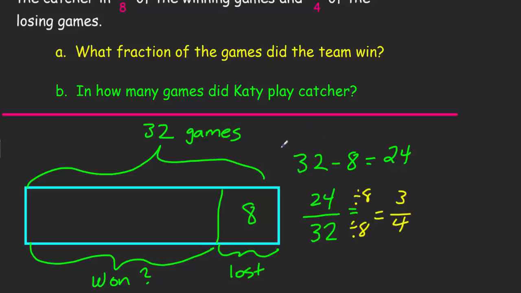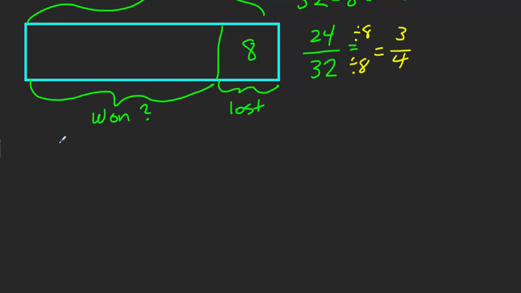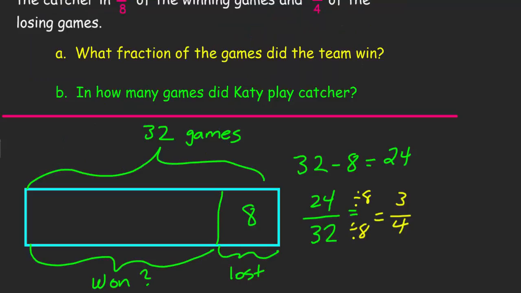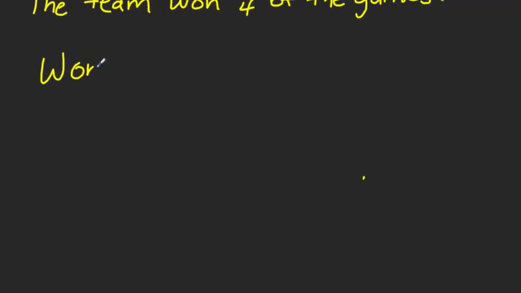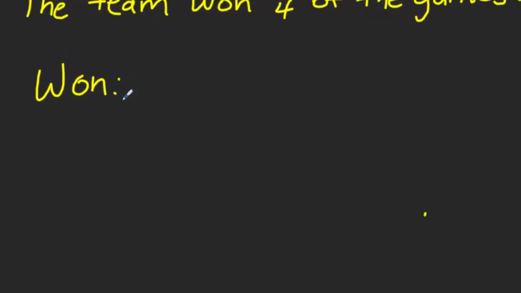So let's write that. We did the read, draw, and the drawing was our tape diagram, and now we have to do the write portion. So I'm going to write, the team won 3/4 of the games. Now, in how many games did Katie play catcher? We're going to have to look at this information that Katie was the catcher in 5/8 of the winning games. So let's take a look at that. The number of games that she was involved in, so we'll put 1.